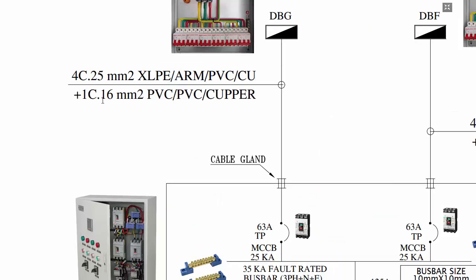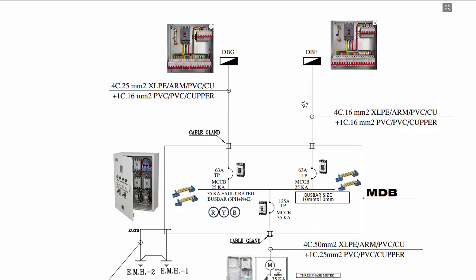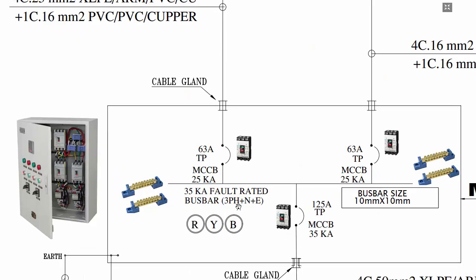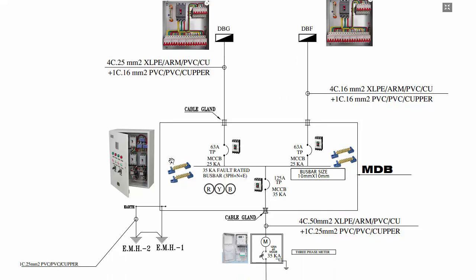One core 16 squared millimeter PVC copper, so it's the neutral wire or grounding wire. This one is the grounding. Here four cores, you have the neutral and the three phase connection, because when you want to give single phase, you give one neutral and one phase, and you'll get the single phase connection in the housing, utility housing area.